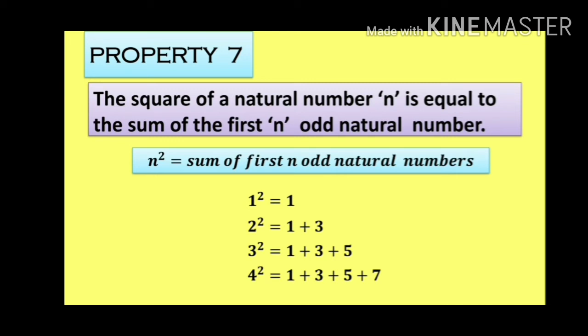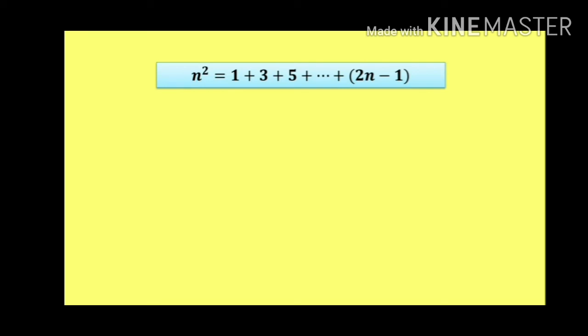Similarly, 4 squared. So here n is 4. So the sum of the first 4 odd numbers. So here 4 squared can be written as 1 plus 3 plus 5 plus 7. So here we can say that n squared equals 1 plus 3 plus 5 up to 2n minus 1. So what is this 2n minus 1? 2n minus 1 is the last number of this pattern.